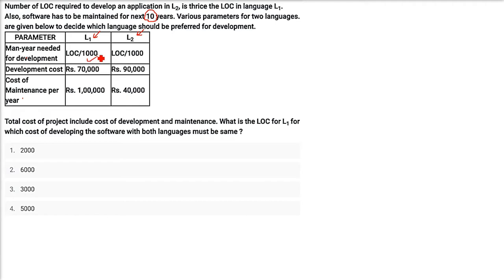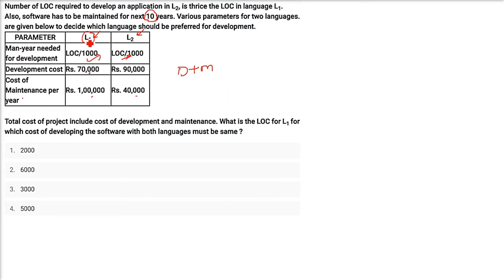So we have parameters: man years needed for development for L1, L2 is also given. Development cost is given as 70k and 90k. And cost of maintenance here is around 1,40,000. So total cost of project includes cost of development and maintenance. So D plus M cost is added.